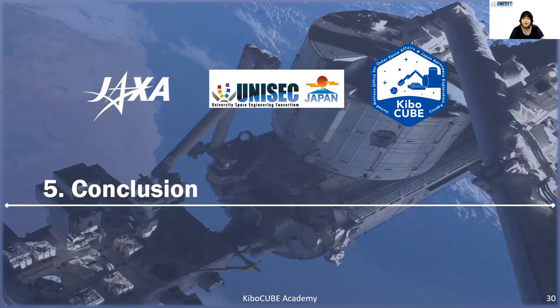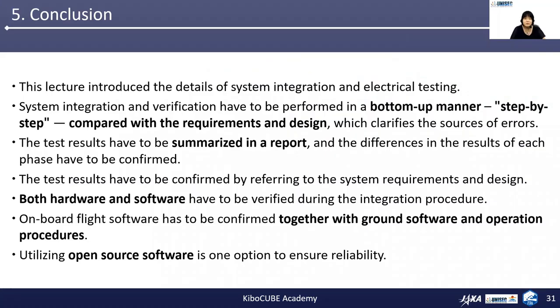Now then, I shall conclude my talk. This slide concludes my talk. In this lecture, we introduced the details of system integration and electrical testing. System integration and verification have to be performed in a bottom-up manner with step-by-step confirmation compared with the requirement and design, which makes the source of error clear. The test result has to be summarized in the report, and the differences in the result of each phase have to be confirmed.